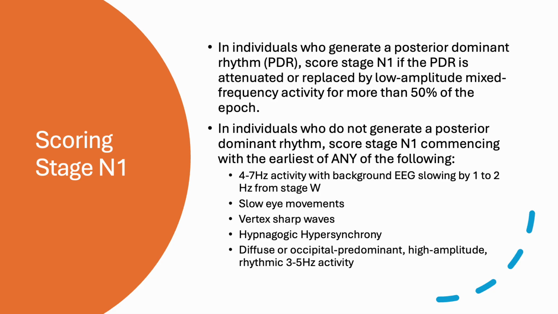90% of patients show a PDR when their eyes are closed. For patients with a PDR, you can score N1 if the PDR is attenuated or replaced by low amplitude mixed frequency, LAMF, activity for more than half the epoch. If the patient doesn't have a detectable PDR, you can score N1 when any of the following occurs: 4 to 7 Hz theta activity with background EEG slowing by 1 to 2 Hz from stage wake, slow rolling eye movements, vertex sharp waves, hypnagogic hypersynchrony, or diffuse or occipitally predominant high amplitude rhythmic 3 to 5 Hz activity.